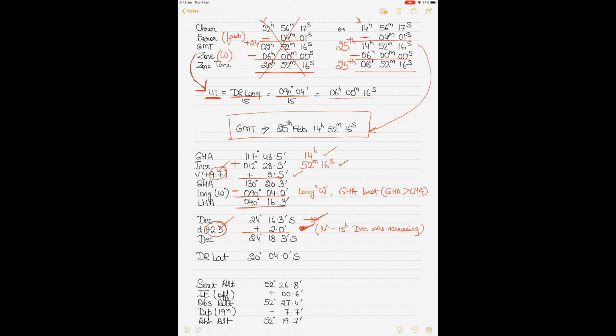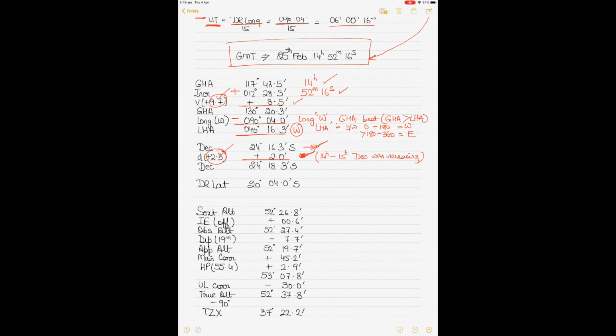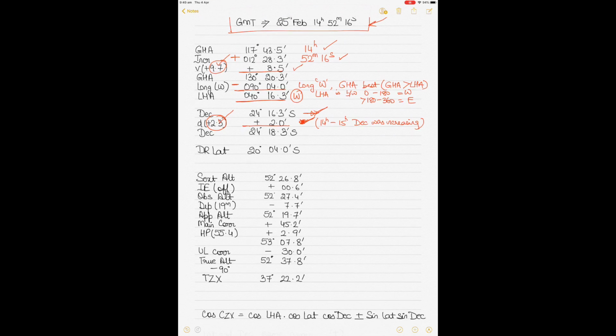Now you can name this LHA. If LHA is between 0 and 180, it's named west, and if it is more than 180 up to 360 degrees, it is named east. Make a note of this rule of thumb. It will help you understand how to name things when we go further into the question. We've got the declination as well. I've applied the correction and I've got the final declination as 24°18.3 south. I've written down the DR latitude as well, because I'll be using this for reference later on in the question.